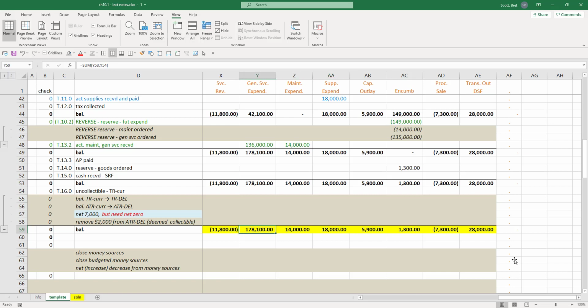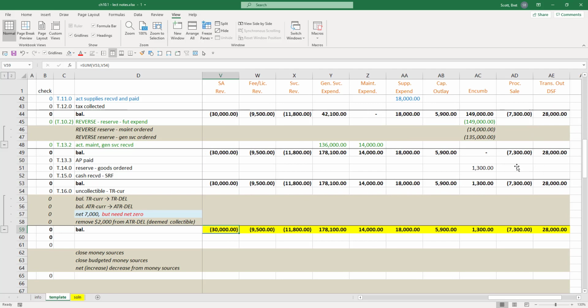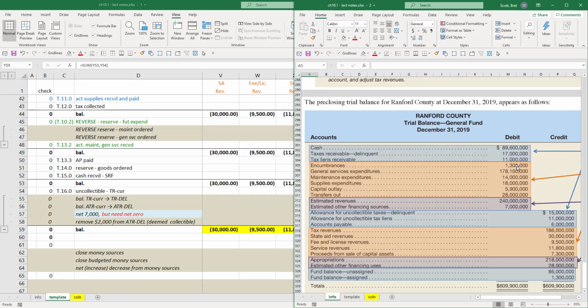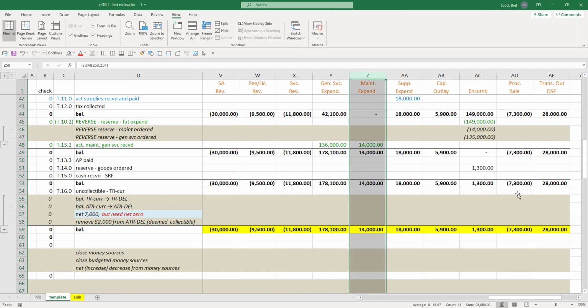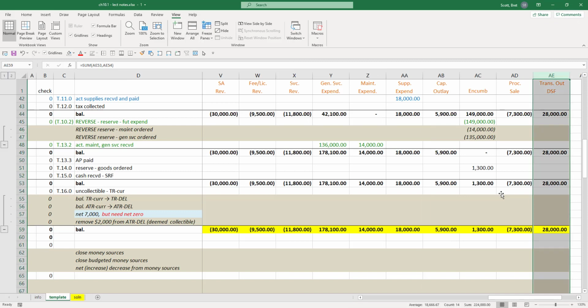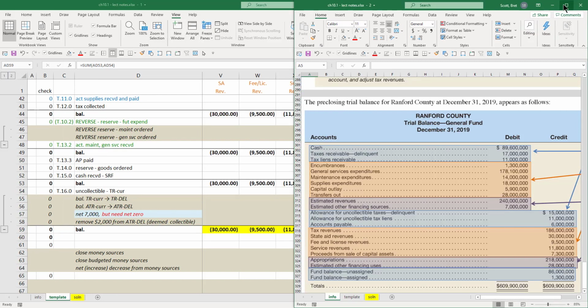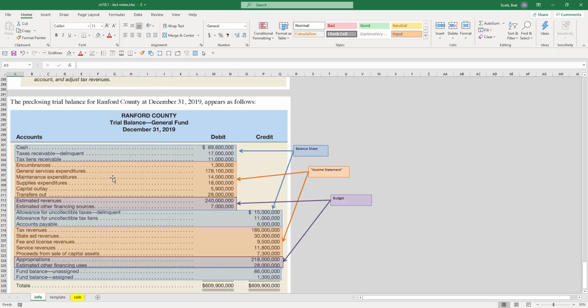What about all the debits? 178, 1.3, where is that? There's the 1.3. There's the 178, 100, 14, 18, 5.9. And then transfers out, 28. Boom, we got everything. So let's go into this, just on the info tab here.